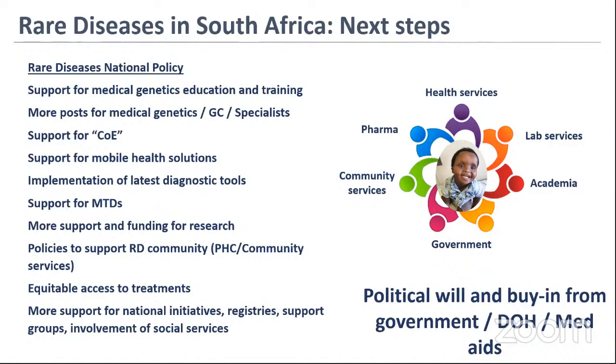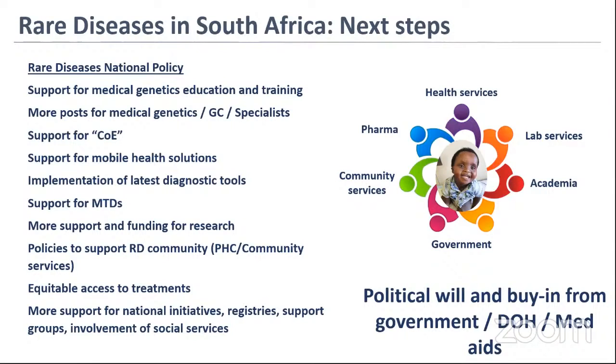There need to be proper referral pathways so that patients are referred in the timeliest manner, and in a way that is easiest for them to access all the services they need. More support for medical genetics, for geneticists and genetic counselors and other specialties. So we're training people, but we don't have the capacity to absorb them after they're trained. And yet there are 6 provinces that don't have a single medical geneticist or a genetic counselor working.